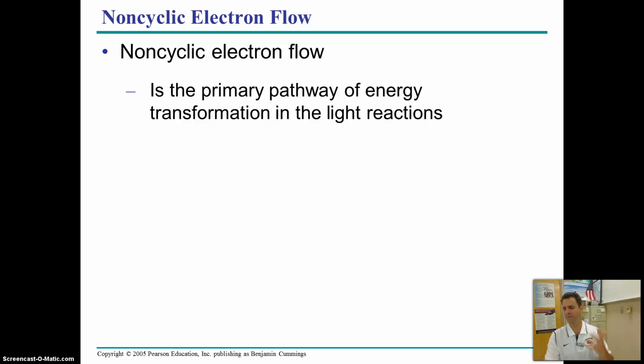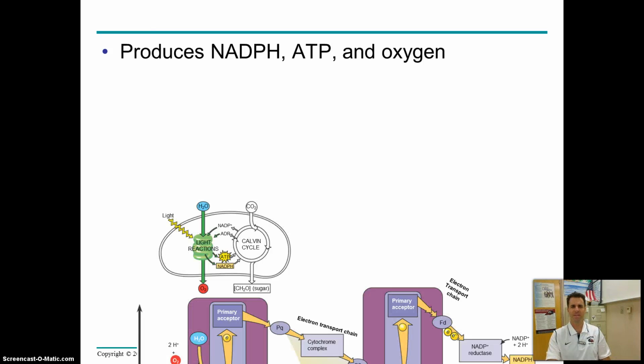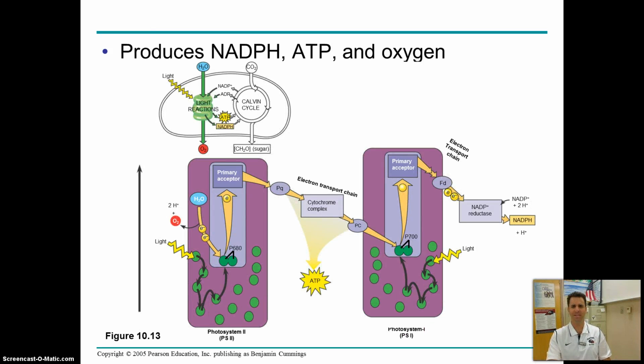Now, mostly what we talk about with photosystems is called non-cyclic electron flow. Very similar to what we saw in the electron transport chain of the mitochondria, we have electrons funneling down this chain, passed from thing to thing. This is non-cyclic electron flow. It produces NADPH and ATP and oxygen.